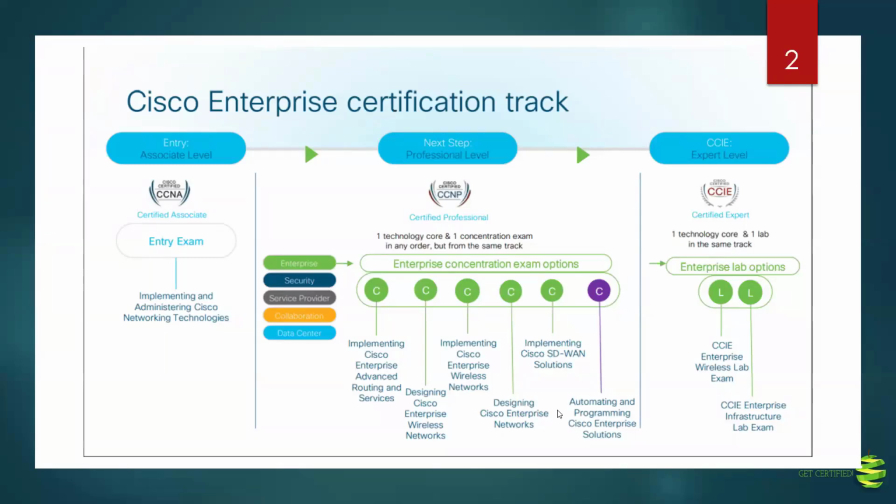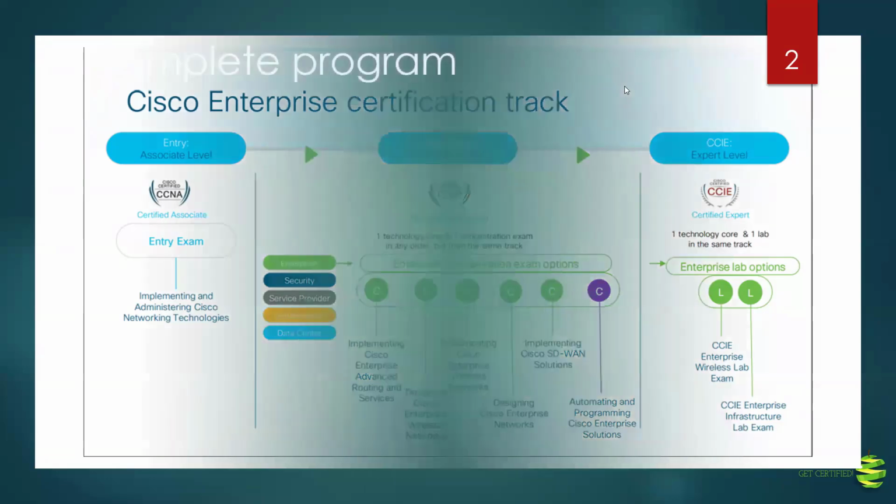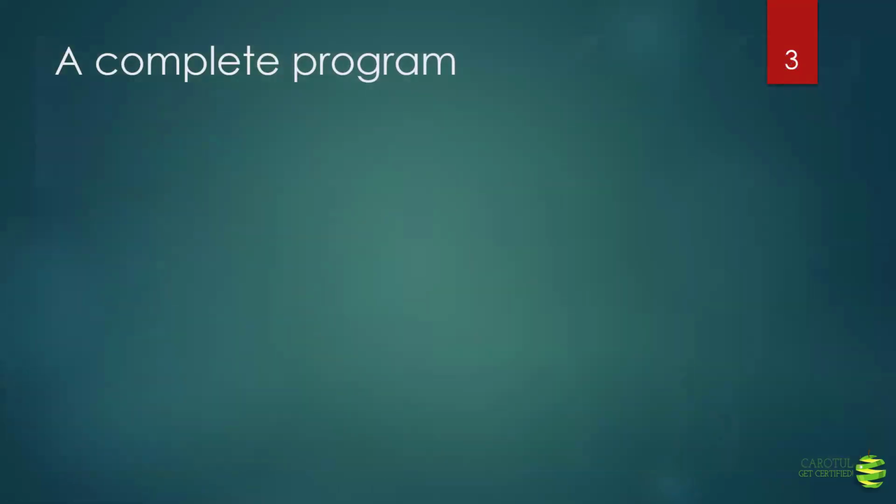But what about this course? How exactly is this course going to help you, and what exactly are you going to cover in this course? You'll see that it's a complete program because it covers both the core and the concentration exams, right? So of course we will start with the concentration exam, ENARSI, but later it also covers ENCOR if you have opted for that. These are all separate OVAs. I will send you separate OVA files for VMware, separate topologies, and everything will be provided by us. You just need to make sure that you join the sessions and do the practice lab, right?